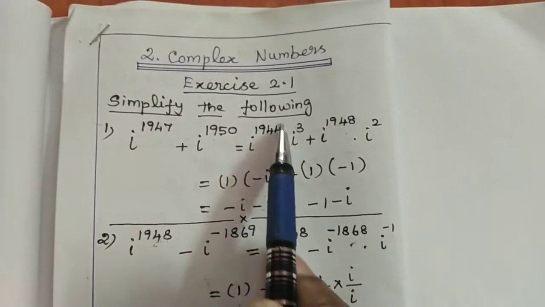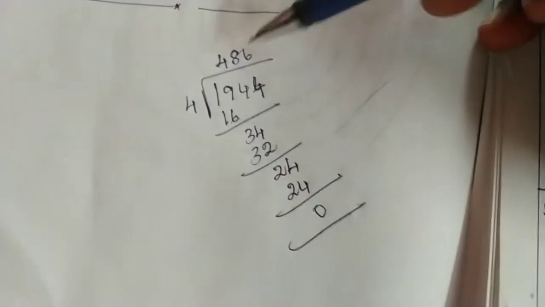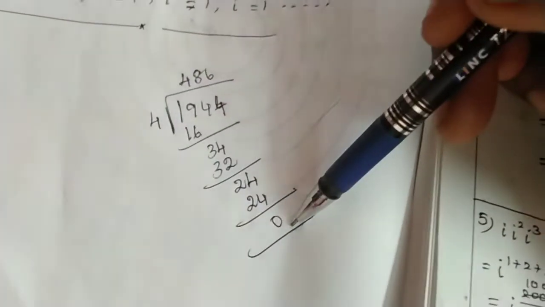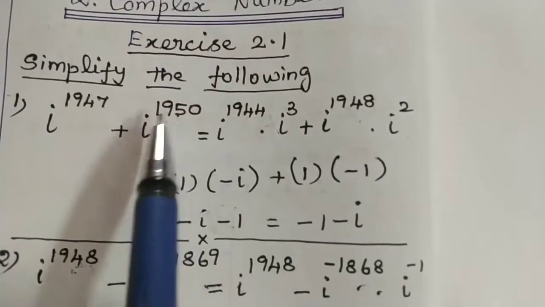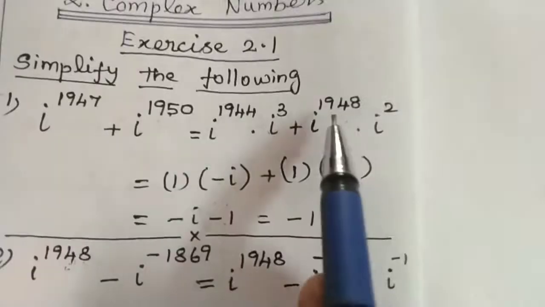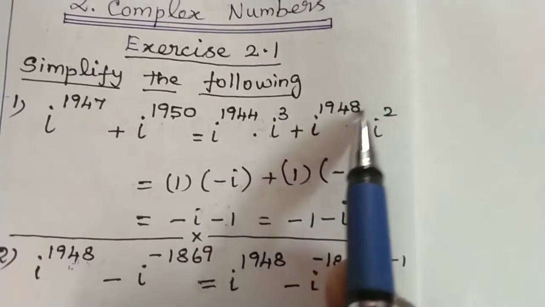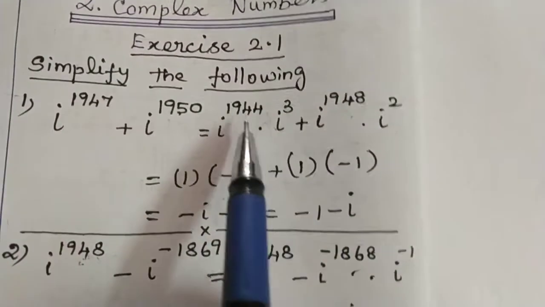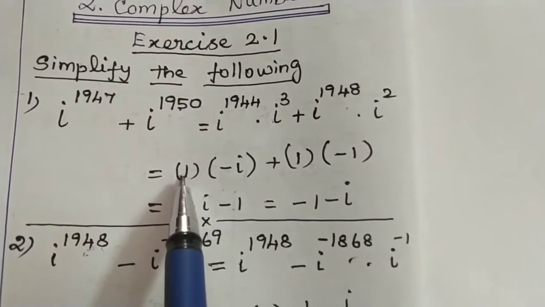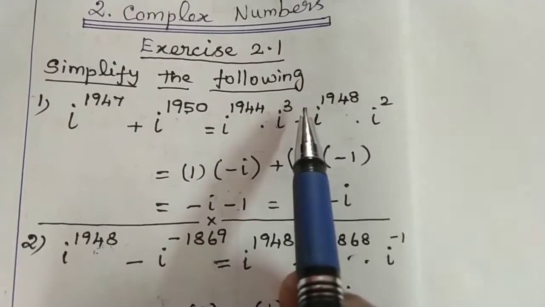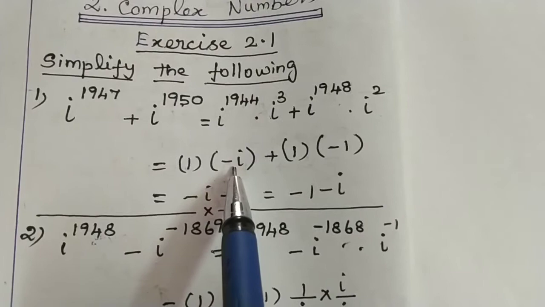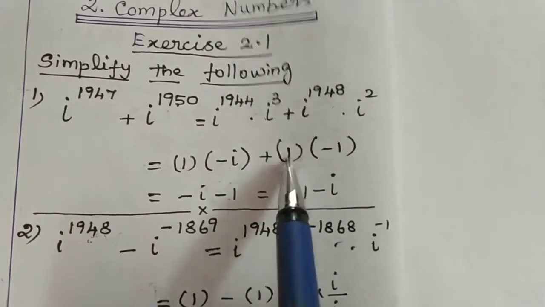1944 is a multiple of 4. See that one? 1944 divided by 4, we get 0 remainder, so it is a multiple of 4. Then 1950 is split into 1948, which is also a multiple of 4, into i squared. A multiple of 4 means the value equals 1. i cube means i squared into i, and i squared value is -1, so that is minus i.